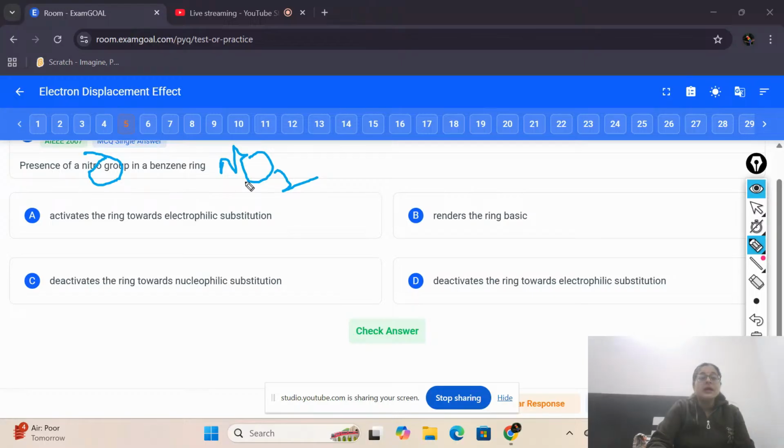That is the first point. Secondly, benzene does not undergo nucleophilic substitution. Benzene always undergoes electrophilic substitution. So activating with electrophilic, no. Deactivating with nucleophilic, no. Benzene does not give nucleophilic substitution. Benzene gives electrophilic substitution, and nitro is a deactivating group. So option D will be the correct answer.